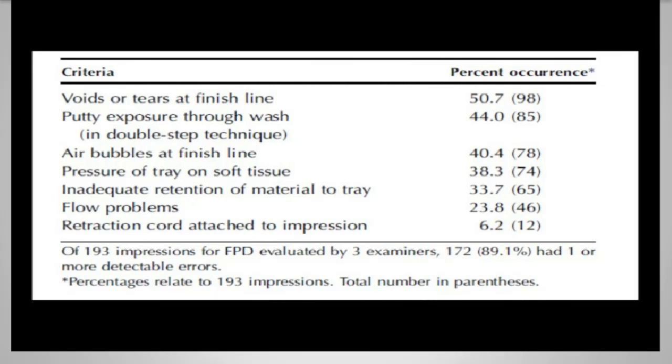When we look at the literature and start to see the types of errors that occur, 50% of errors are voids or tears at the finish line. There are numerous other errors that occur as well, as you can see from this chart, and many impressions have multiple errors. That is why the number on the right-hand side of your screen adds up to more than 100%.